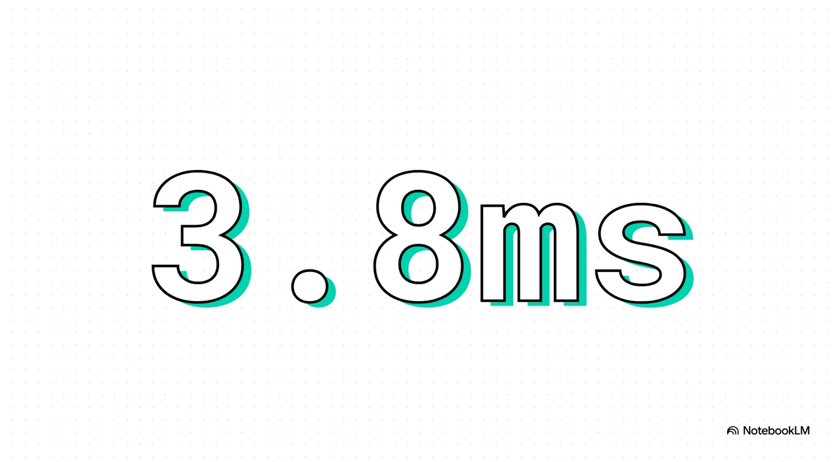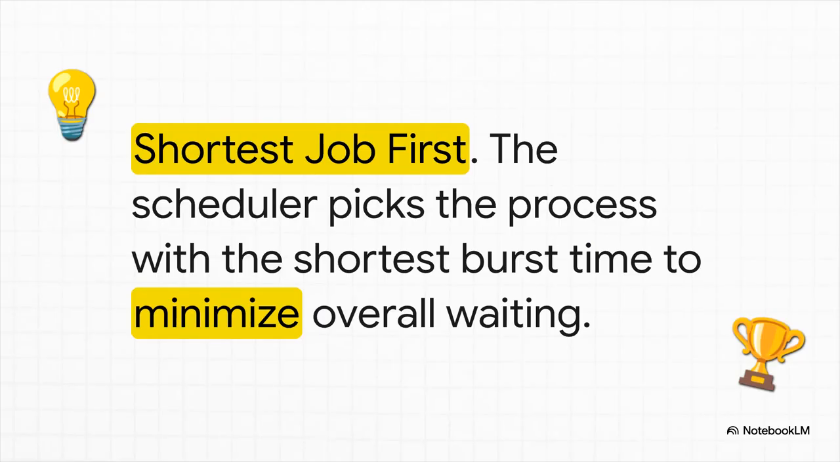P3 arrives at time 2, and has to wait for both P1 and P2 to finish at time 7, so its wait is 5 ms. You just do that for every process, add up all those waiting times, divide by 5, and you get 3.8. So that's our baseline. The question is, can we do better? Let's try a smarter way.